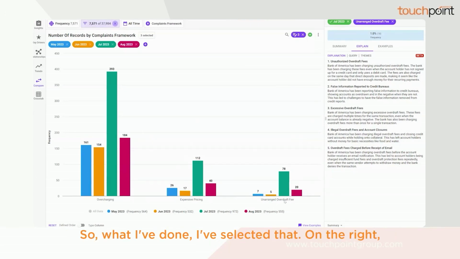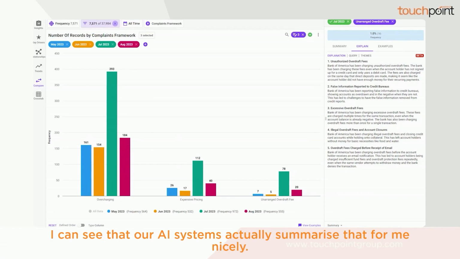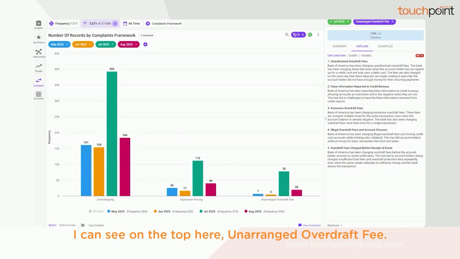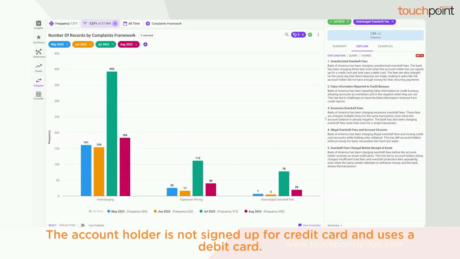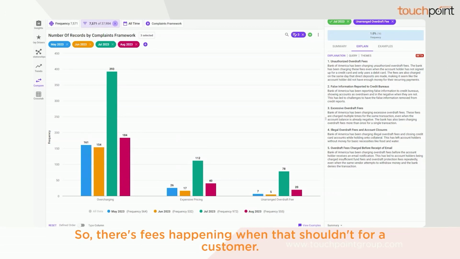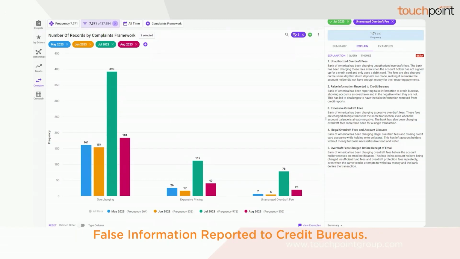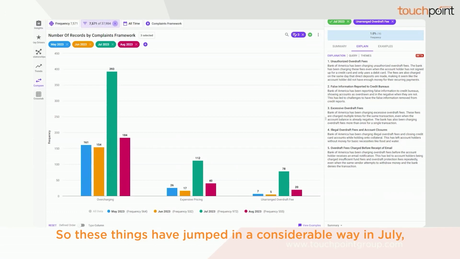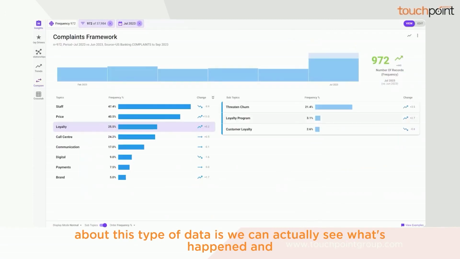So I've selected that. On the right, I can see that our AI system has actually summarized that for me nicely. So I can see on the top here, unarranged overdraft fee. I can see the bank is charging these fees if the account holder is not signed up for credit card and uses a debit card. So there's fees happening when there shouldn't be for a customer. False information reported to credit bureaus. Again, this is customers saying this. This isn't something we're saying here. This is coming through from customers. Excessive overdraft fees. So these things have jumped in a considerable way in July, but then settled back down in August. So very interesting. One of the things about this type of data is we can actually see what's happened and compare it to others as well.